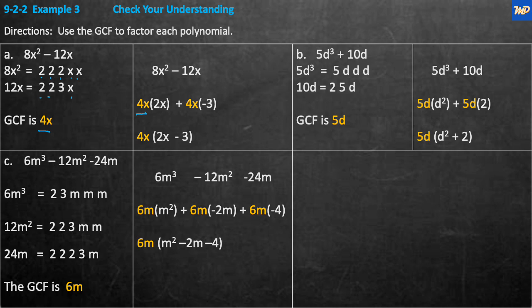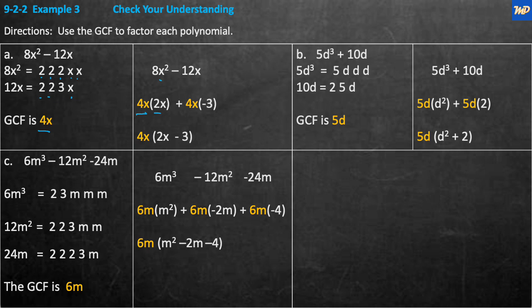So what is it? What is it times 4x that you can multiply and get 8x squared? You could take 4x and multiply by 2x and get 8x squared. So 4 times 2 is 8, x times x is x squared. The next term, 4 times what gives you negative 12x? 4 times negative 3 gives you negative 12. And 4 times 1, if you will, is x times whatever is x. X times 1 is x.